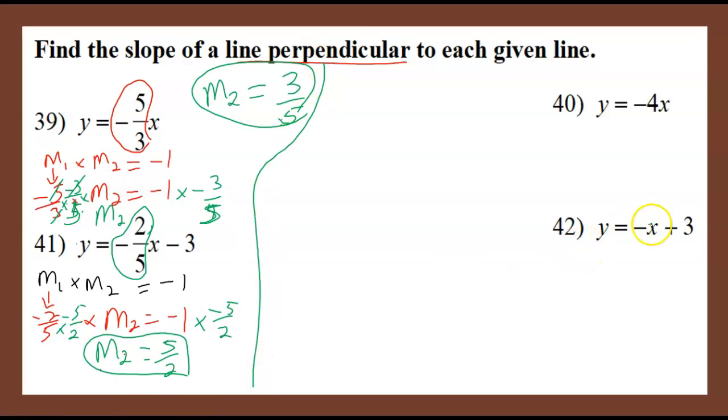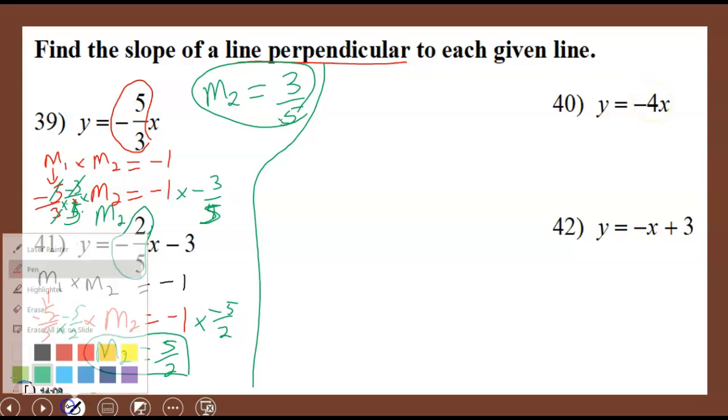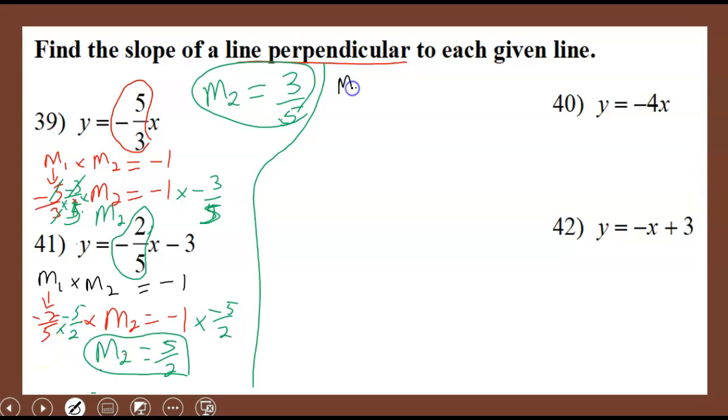Let's look at more. Here, what is the slope? Again, we always look for the number that is multiplying x once y is by itself. That number is negative 4. So the slope is m1. We have m1 times m2 equals negative 1. Again, that's the definition of perpendicular lines. And m1 is negative 4, times the m2 we are looking for, equals negative 1.